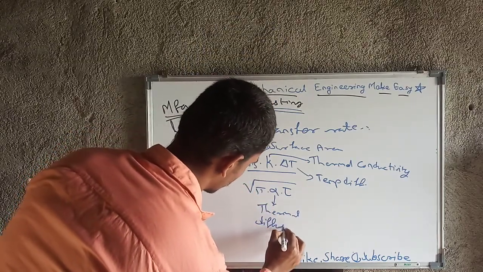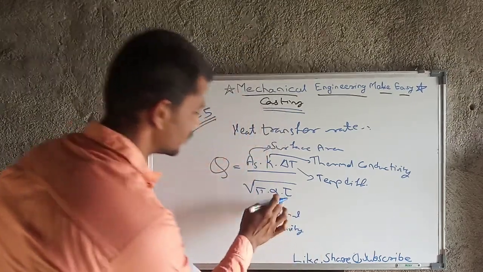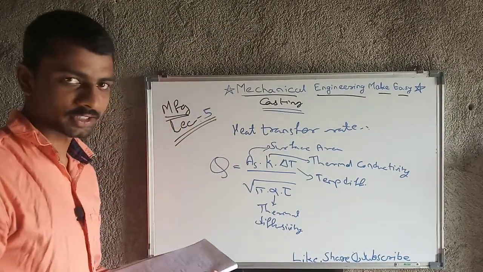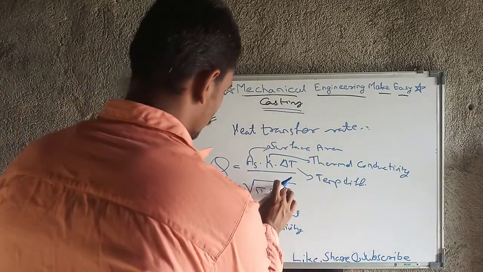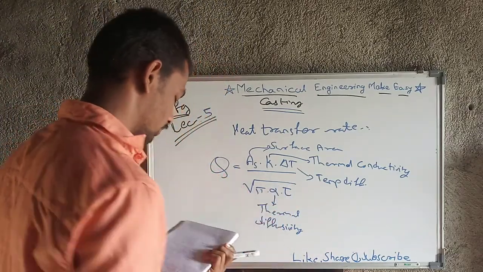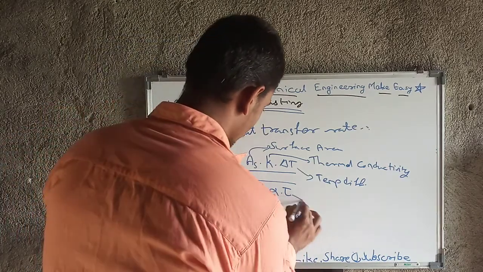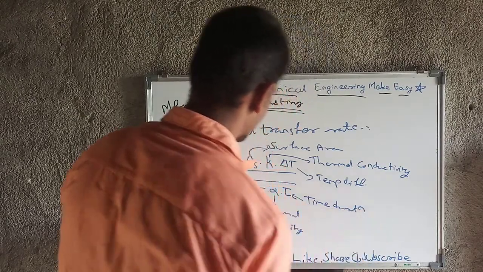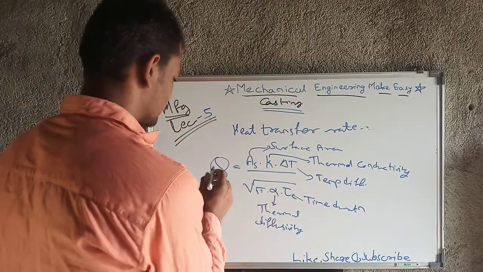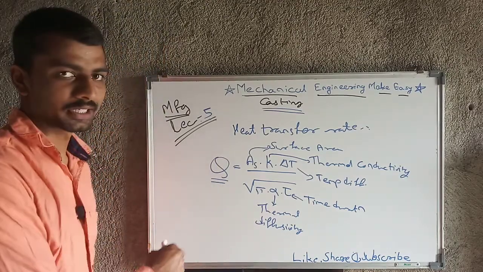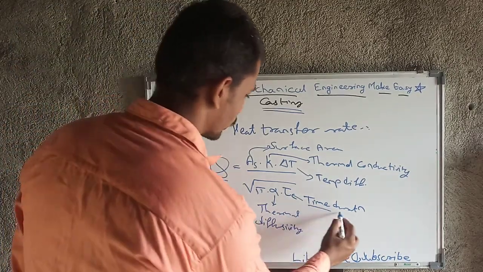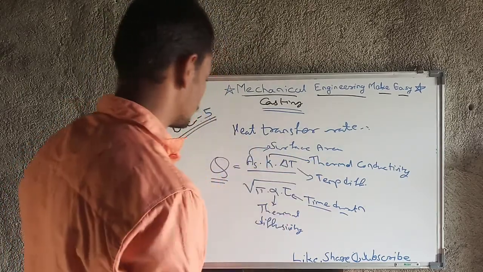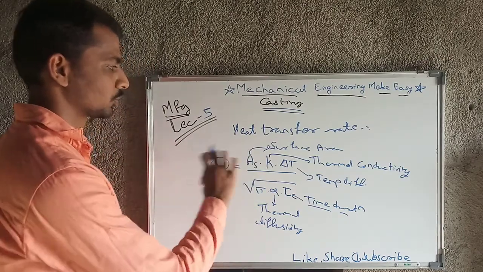This term we are also going to study in the heat transfer subject. Up till now you should only take into account that alpha is thermal diffusivity and tau is nothing but time duration. These are all the parameters, and this is the heat transfer rate. Okay, this is time duration, then thermal diffusivity, then surface area, thermal conductivity and temperature difference. Note down this formula. This formula is very important.